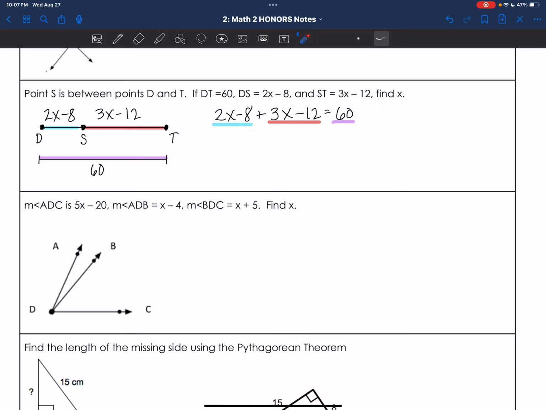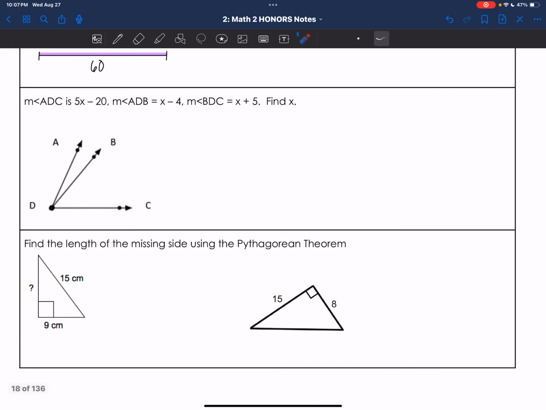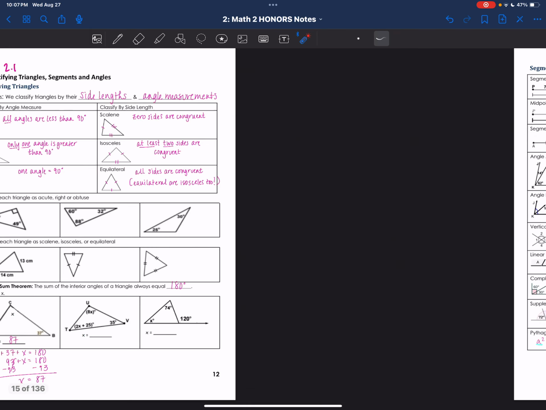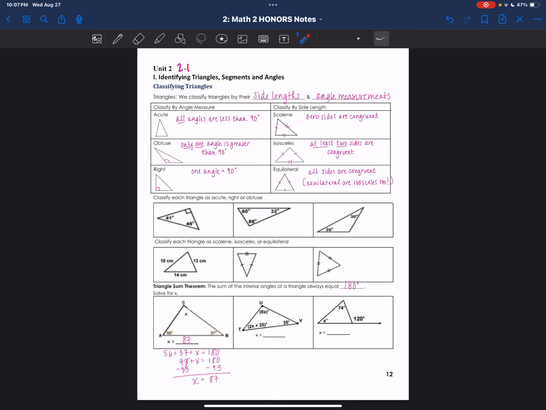and solve for x. And then you're going to go ahead and complete those two using all the definitions that you learned. And then that is triangles, segments, and angles.